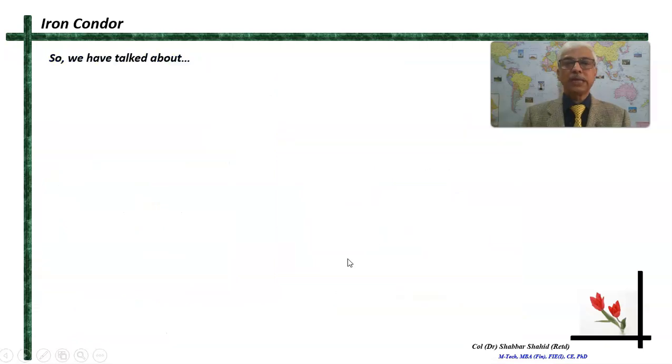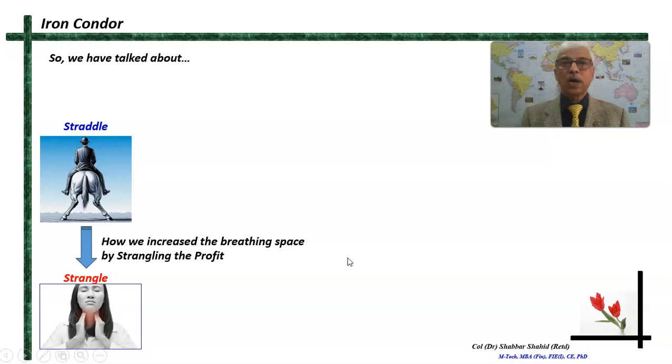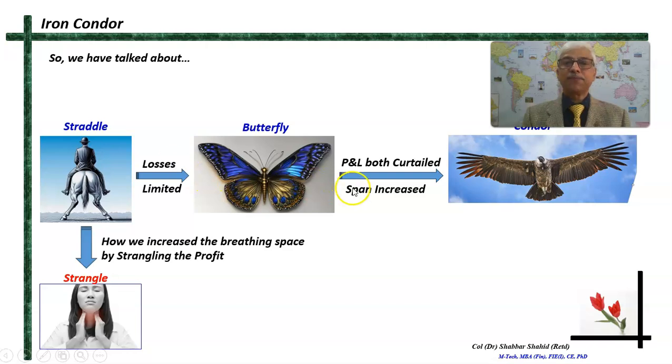So I hope the strategies, whatever we have discussed, you have understood well. First we talked about the straddle, then we developed a strangle by strangulating the profit and providing more breathing space, and then we converted the straddle into an iron fly by limiting the losses, and then by further curtailing the profit and losses, we converted the butterfly into a condor.